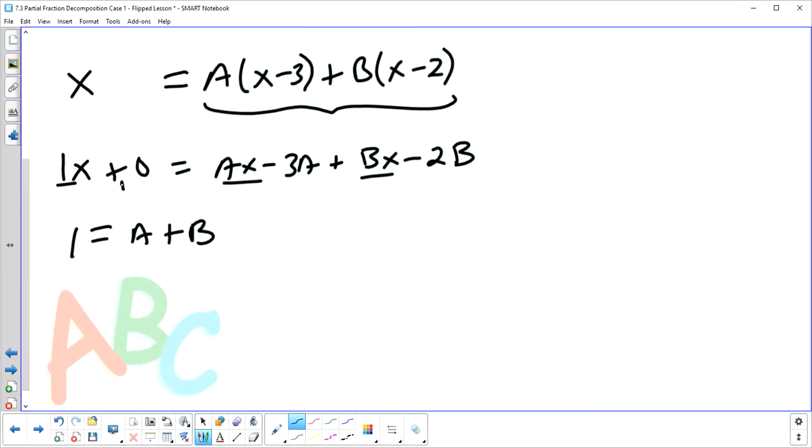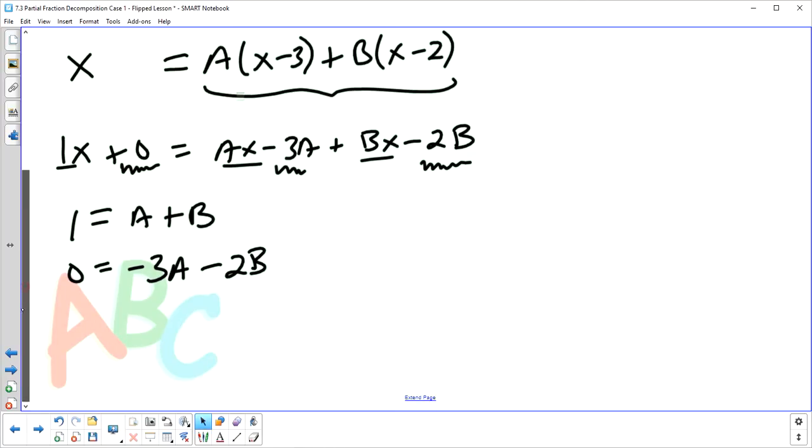The next thing I'm going to do is then all my constants, which is why I wrote this 0 here. So my constants are anything without an x variable. It may have an unknown of a, like here my constant is negative 3a, or b, here my constant is negative 2b, but that doesn't mean that they're not still constants. There is no unknown variable x. So if I equate those coefficients, I now get 0 equals negative 3a minus 2b.